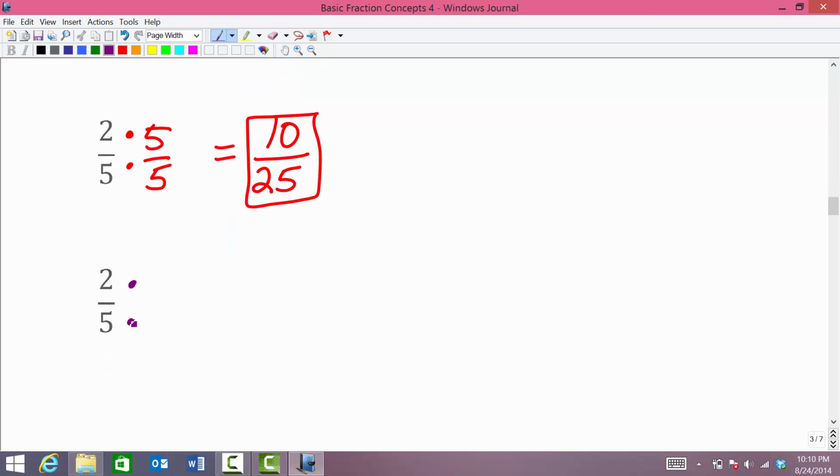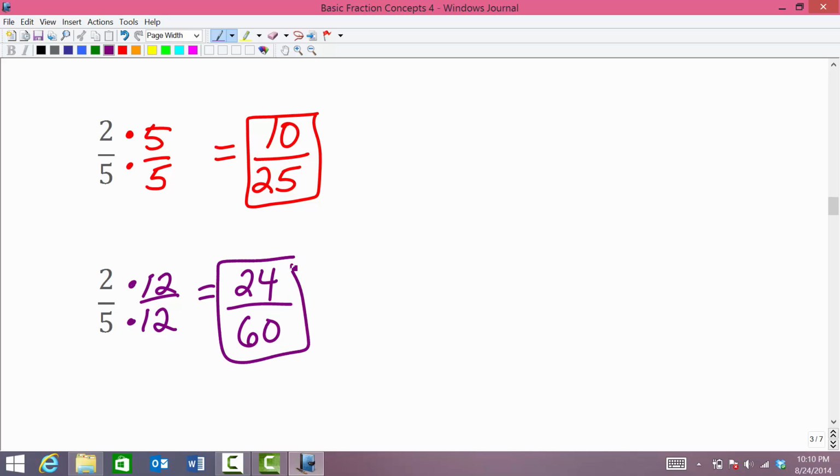And then I could also multiply by any number that I want to. So let's say this time I decide to multiply the top and the bottom by 12. As long as I multiply the top and the bottom by the same value, we're multiplying by a 1, we don't change the value of the equivalent fractions. 2 times 12 is 24. 5 times 12 is 60. So all of these are equivalent fractions to 2/5.